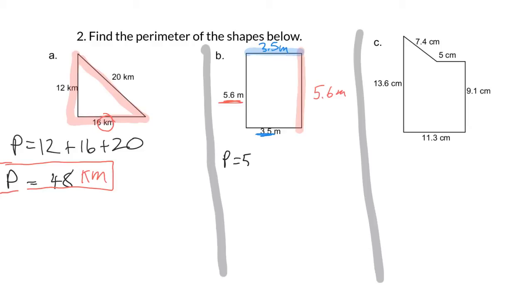So when we do our total, P is equal to 5.6 plus 3.5, and then we have another plus 5.6, and then plus 3.5. Add those all up, and you're going to get 17.2. But remember that this problem has our distances in meters, so we must say 17.2 meters.